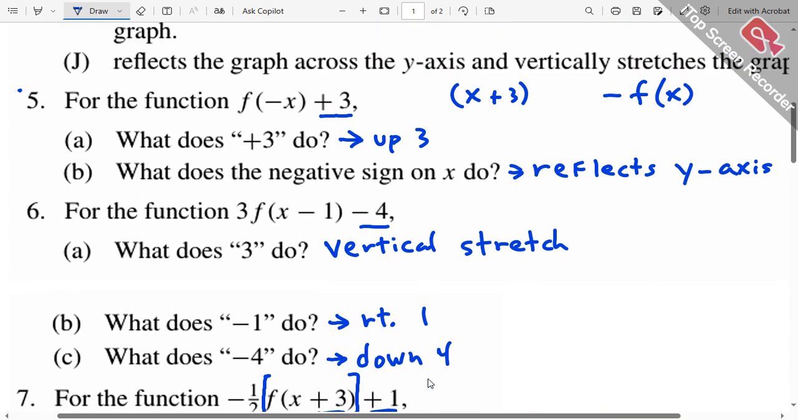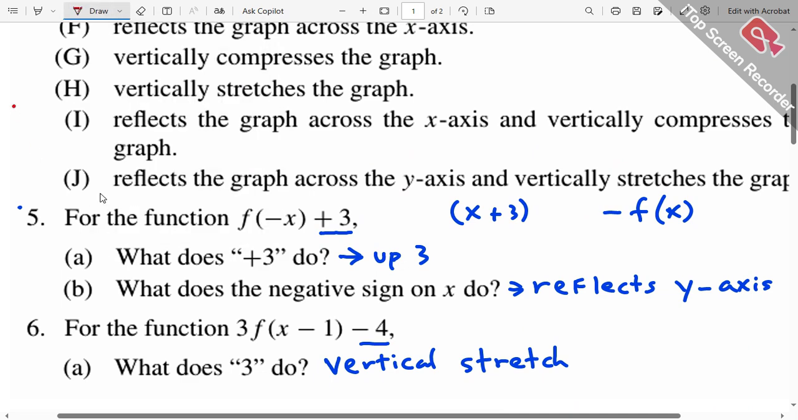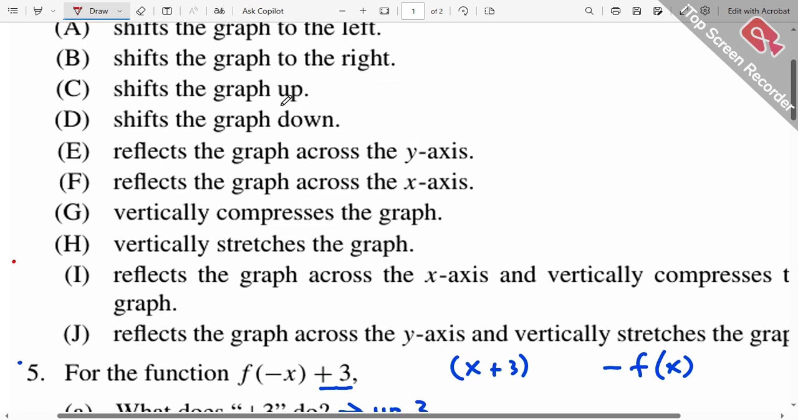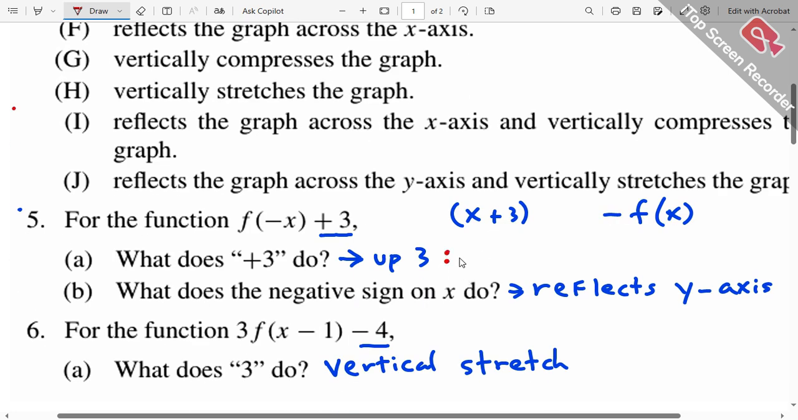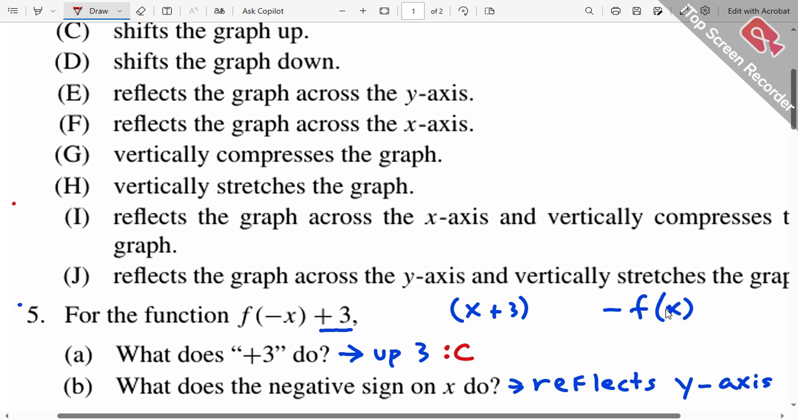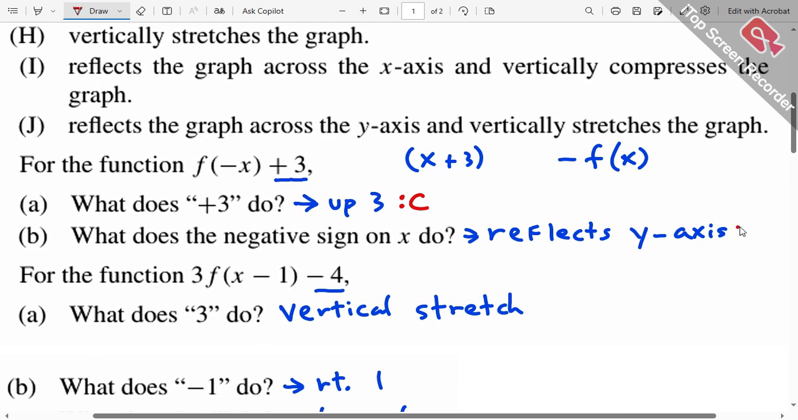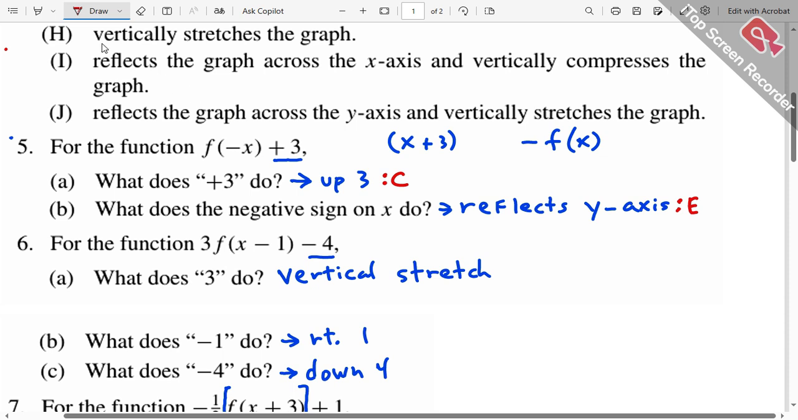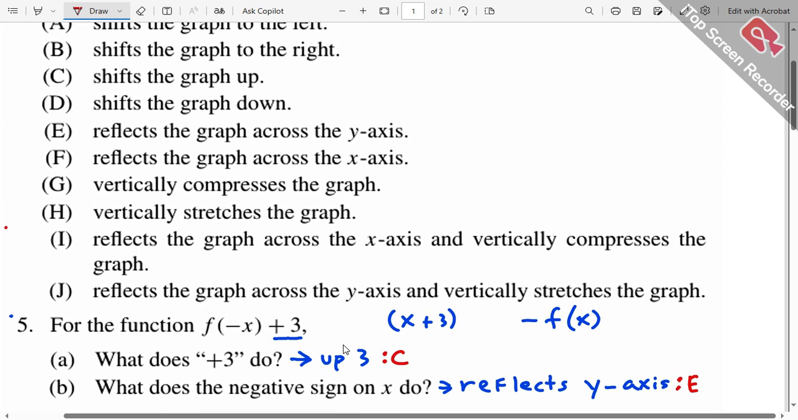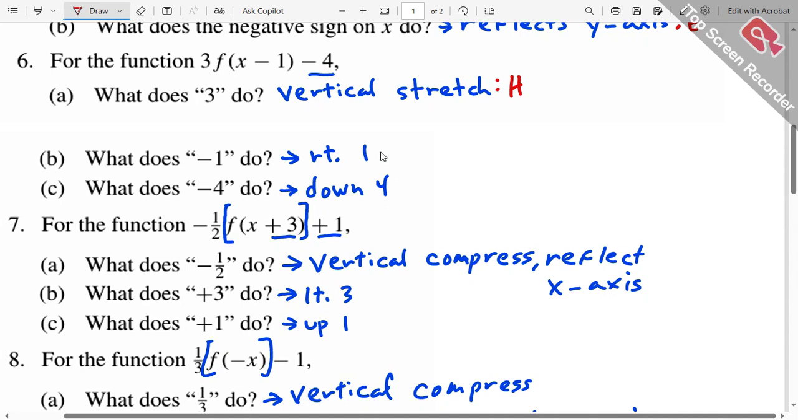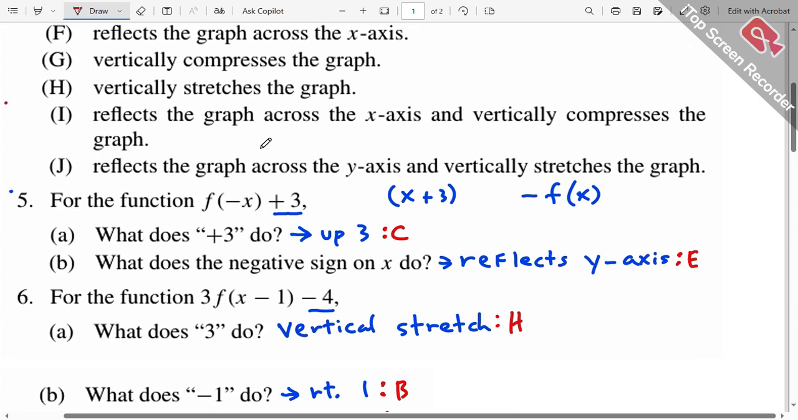All right, let's check the answers. Well, first, let's put in the letters. All right, to go up 3 shifts the graph up. That's answer C. All right, reflect over the y-axis. That's answer E. Vertical stretch for 6A, that's answer H. Right 1 shifts the graph to the right. That's answer B. And down 4, shifts it down. That's answer D.